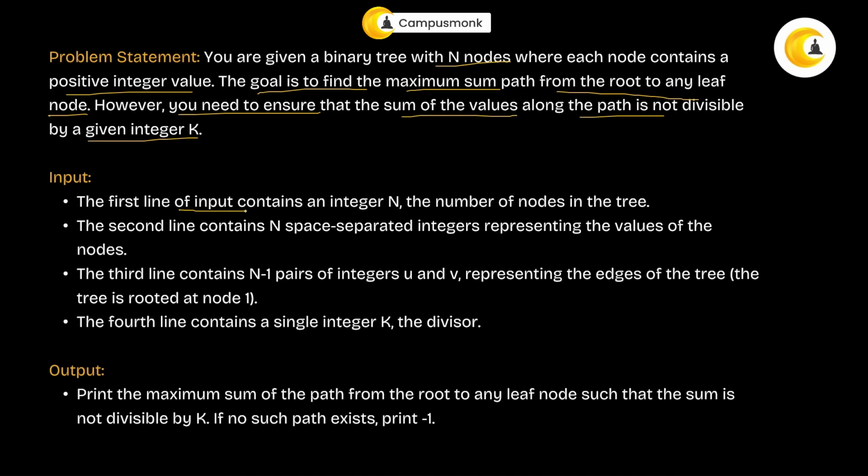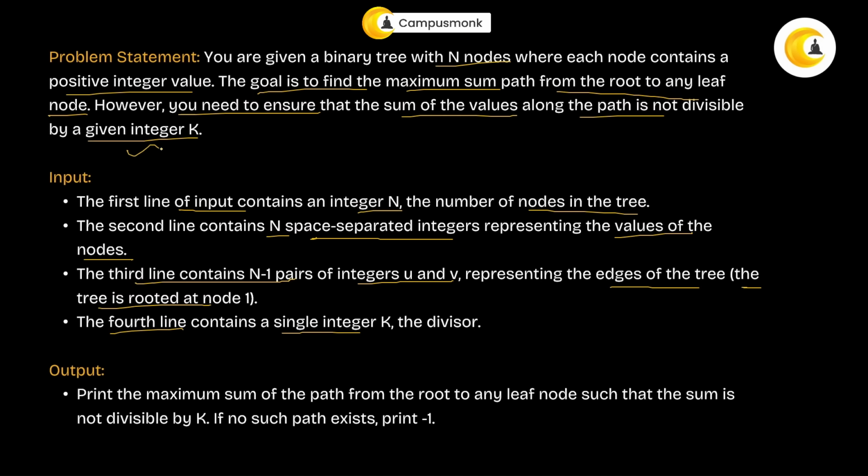The first line contains the integer n, the number of nodes the tree has. The second line contains n space separated integers representing the values of the nodes. The third line contains n minus 1 pairs of integers u and v representing the edges of the tree. The tree is rooted at node 1, remember that. And the fourth line contains a single integer k, the divisor. But remember, the question says the sum should not be divisible by k.